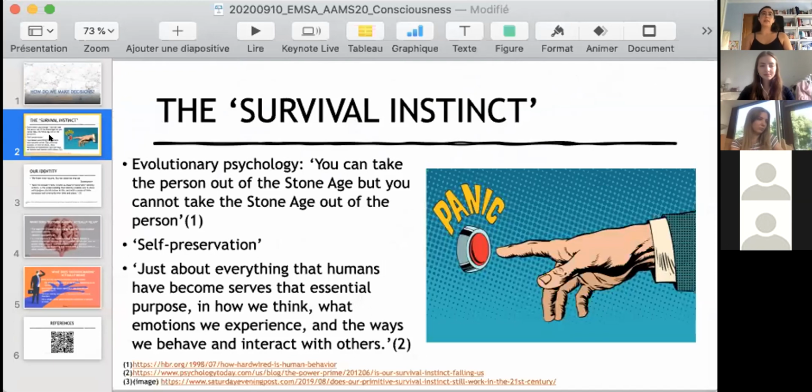So the first thing that might come to our minds when we say decision making is the survival instinct. And that has been a part of human cognition for a very long time. In evolutionary psychology, there's this funny quote I found on Harvard Business Review that says you can take the person.